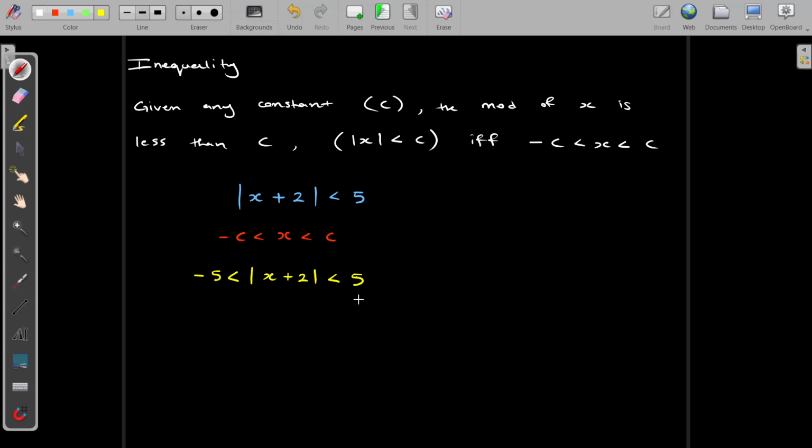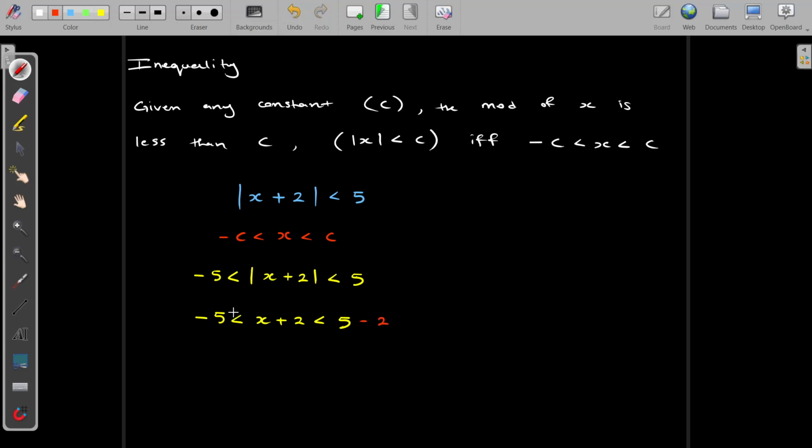So the idea behind this is that we want to get a range of x values that would satisfy this inequality. So we can drop the modulus sign now to say negative 5 would be less than x plus 2, and x plus 2 is less than positive 5. So to solve for x, we need to get rid of this positive 2. And the only way to get rid of positive 2 here would be to subtract. And if we subtract positive 2 from the x, we'd have to subtract it from both sides.